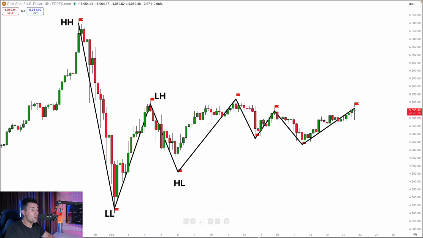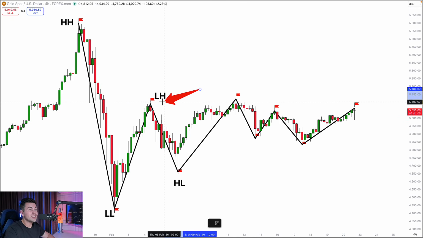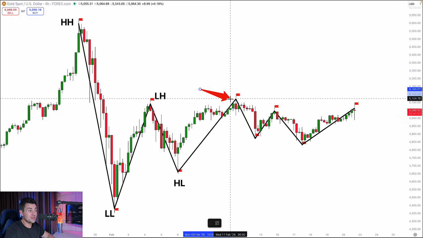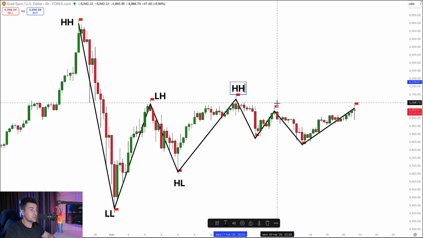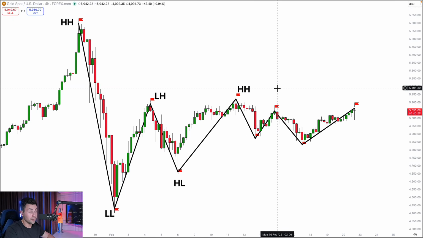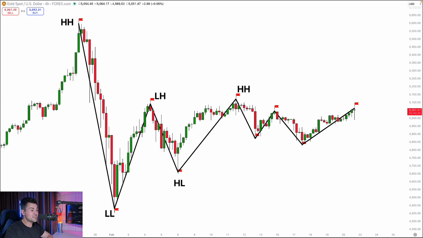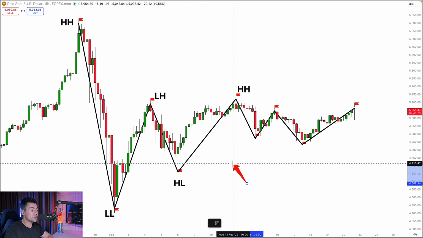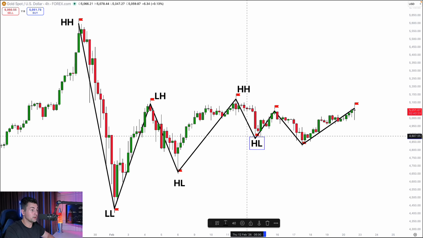And we will map our third high based on our second high. You can see that this high is higher than our second high, so it will be a higher high. And I hope you already understand the logic. Our third low is higher than our second low, so it will be a higher low again.